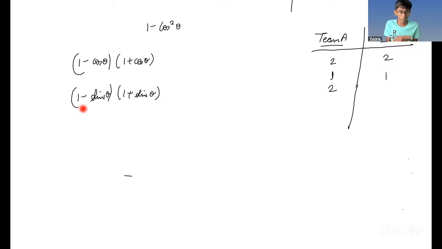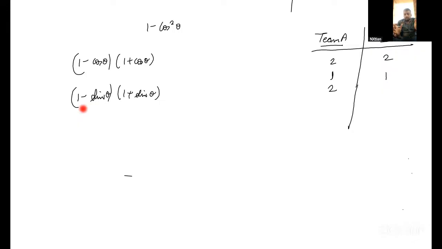Basically 1 minus sine theta into 1 plus sine theta is in the form of a minus b into a plus b. So basically, a square minus b square. So what is 1 square? 1 square is 1. Sine theta square is sine square theta. What is 1 minus sine square theta? So Joshua, this is your hint. 1 minus sine square theta.